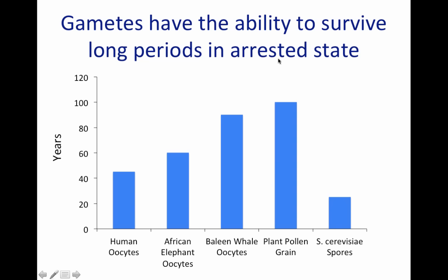I should draw a line here. We don't really know how long, but they can certainly last a lot longer than 100 years. And yeast spores seem to be able to last a little over 20-25 years. So in addition to making these gametes and specializing them, it turns out that they're made to last a very long time. Okay, let's move back to the whiteboard and finish this discussion.